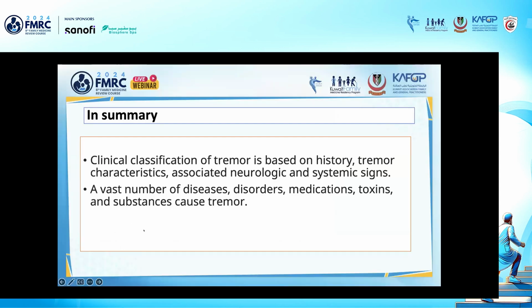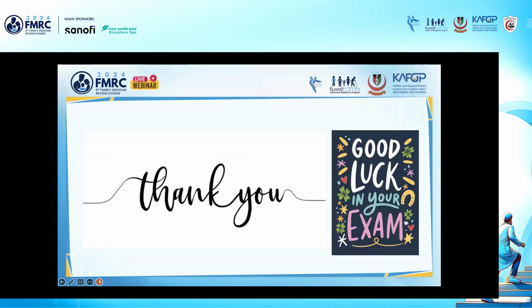So again, the clinical classification is usually based on history, tremor characteristics, and if there are any associated neurological and systemic signs. And there are a number of diseases and disorders that can cause tremor.